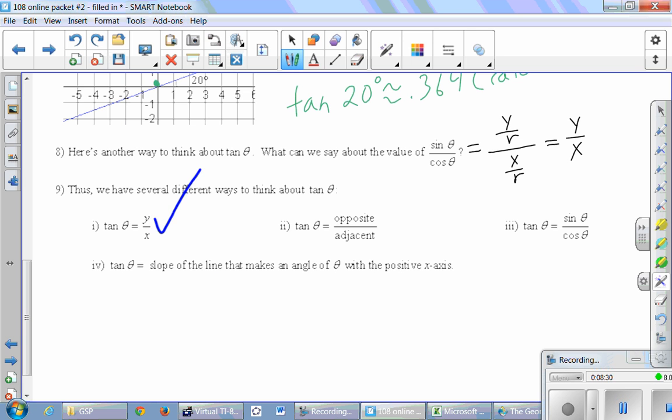Our definition was tangent theta equals y over x. It agrees with our definition, tangent theta equals opposite over adjacent. We've just seen that tangent of theta is sine theta over cosine theta, and then up above we saw that tangent theta was the slope of the line that makes an angle theta with the positive x-axis. So tangent is all of those things, and you can think about any of them.